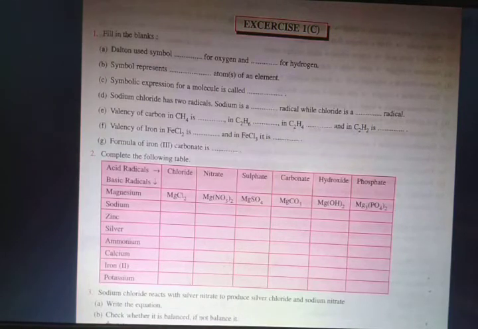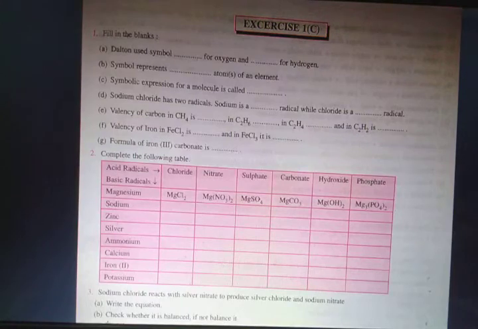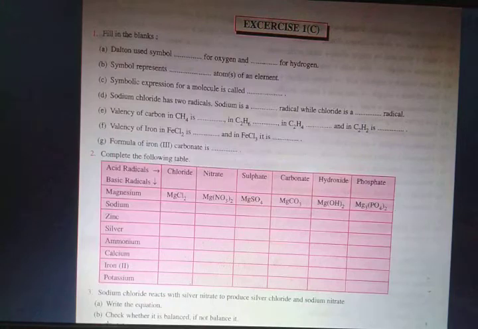Coming to exercise 1C, the fill in the blanks. Dalton used a symbol for oxygen, and a symbol for hydrogen. Honestly speaking, I have forgotten which symbols Dalton used, so I have to go through the book. Maybe it's possible they used O or something like that, and H for hydrogen. The next: a symbol represents one atom of an element.